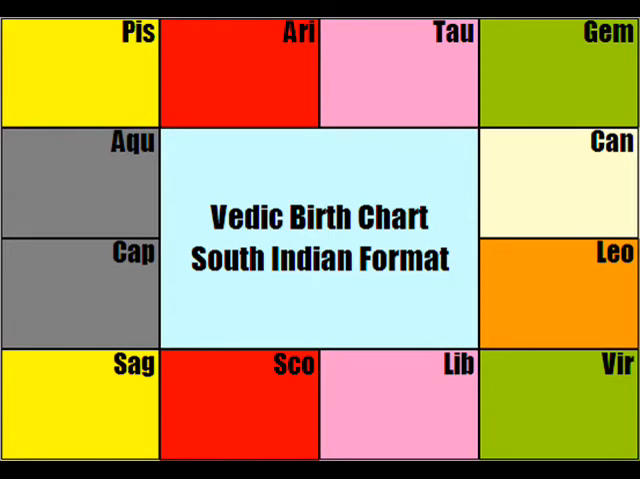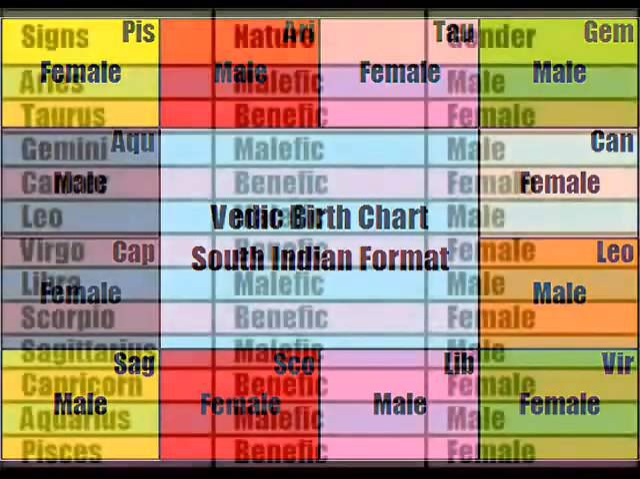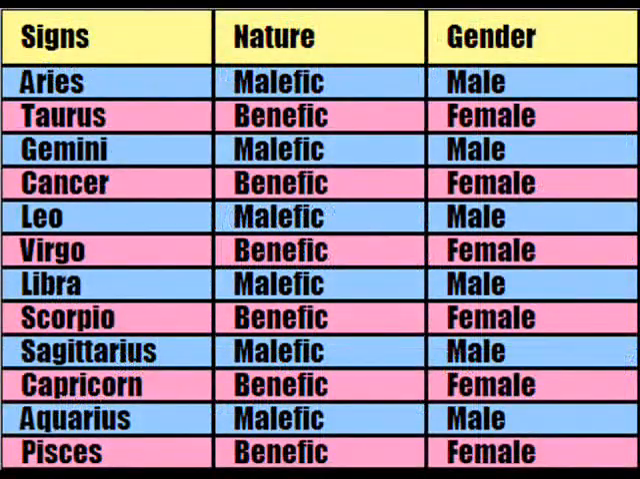Similarly, for the gender of the signs, begin from Aries as a male sign, followed by Taurus as a female sign, and repeat the order again in a clockwise direction to get the gender of the signs. This table gives the nature and gender of the zodiac signs.